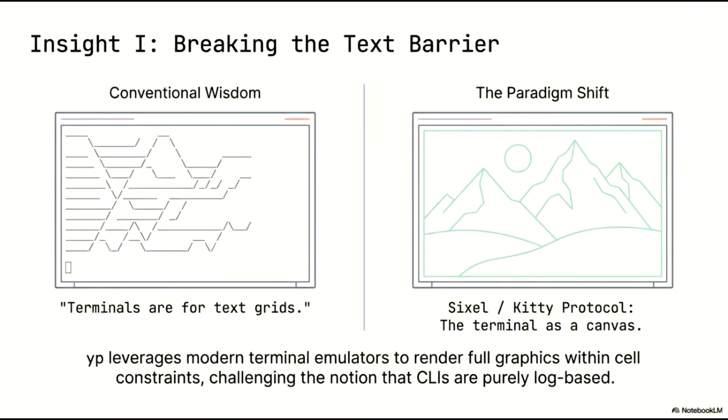However, we are now seeing a fundamental paradigm shift. By utilizing modern technologies like the Sixel and Kitty protocols, we can treat the terminal as a dynamic canvas rather than just a text display. This shift allows YIP to leverage the capabilities of modern terminal emulators to render high-fidelity graphics directly. In doing so, we are challenging the long-standing notion that CLIs must be purely log-based, enabling a much richer and more intuitive user experience without ever needing to leave the terminal environment.